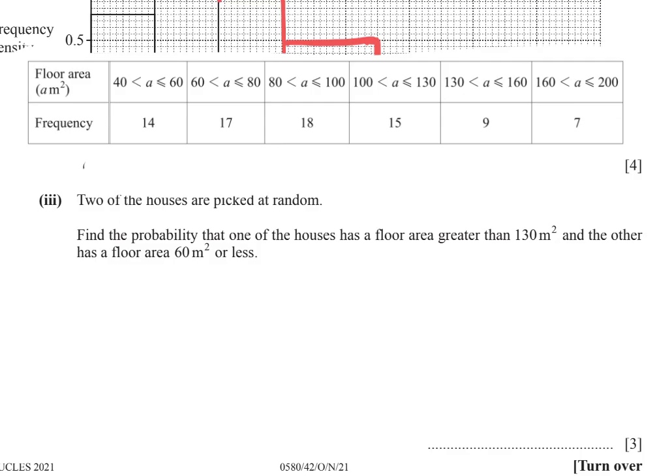Part iii, two of the houses are picked at random. Find the probability that one of the houses has a floor area greater than 130 and the other has a floor area 60 meters squared or less. So we need to choose from 80 houses. The first one greater than 130, so 9 plus 7, so 16. So we have 16 to choose from, so 16 over 80.